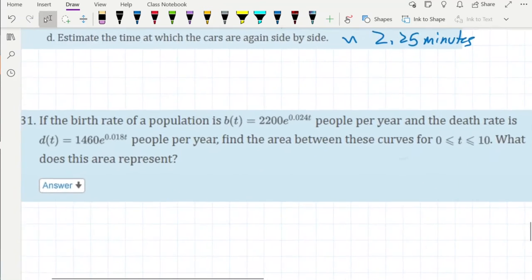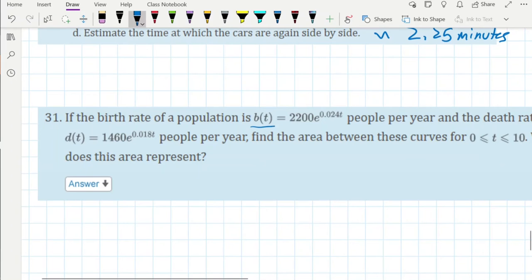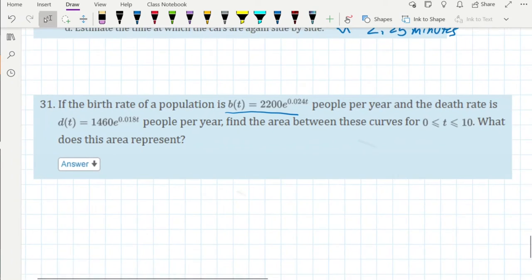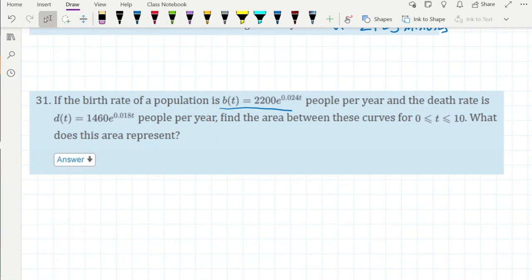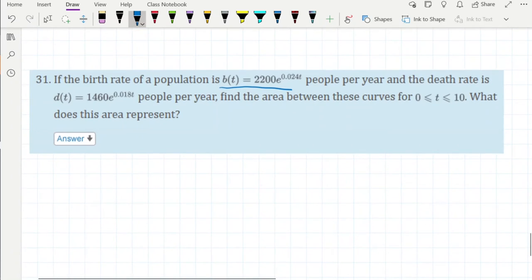Okay, so we got the birth rate of a population is B of t equals 2,200 e to the 0.024 t people per year, and the death rate is 146 e to the 0.018 t power. Find the area between the two curves. What does this area represent?